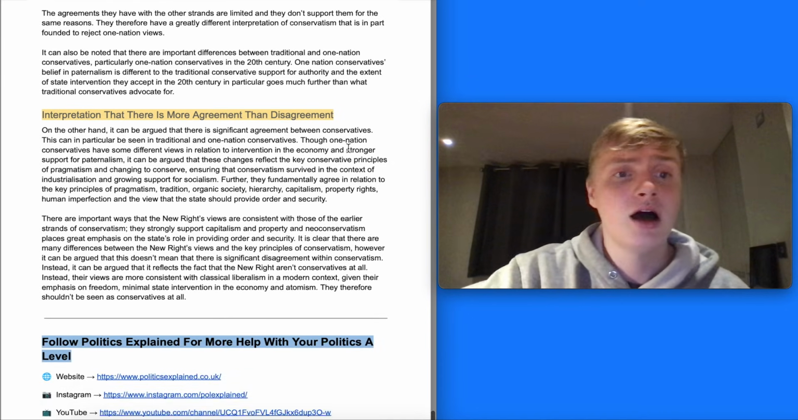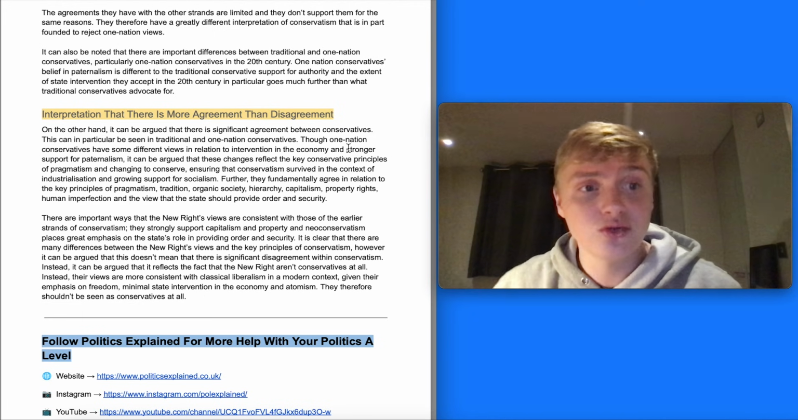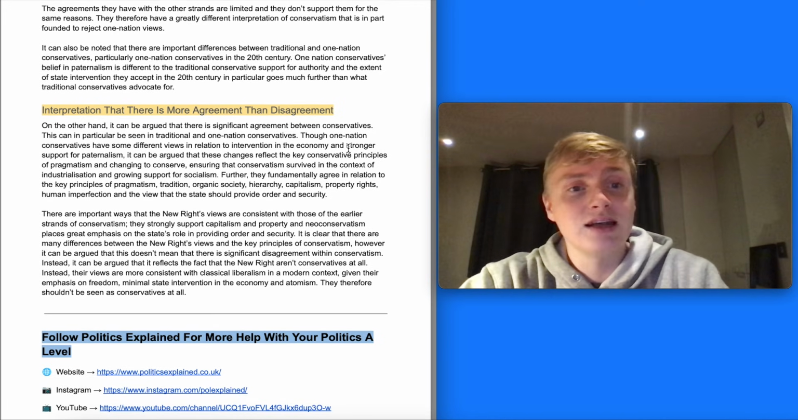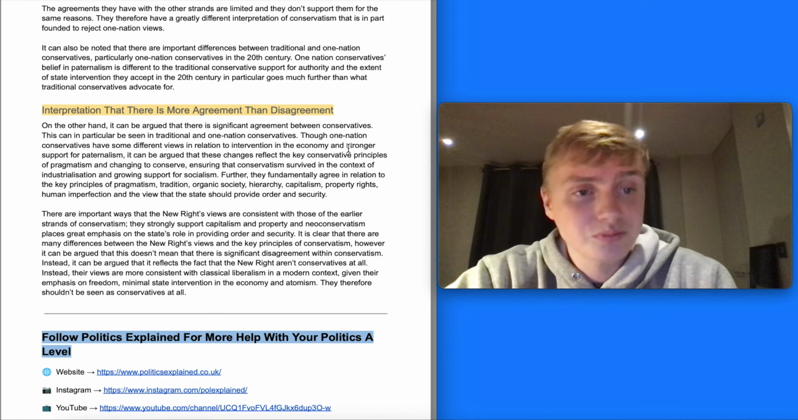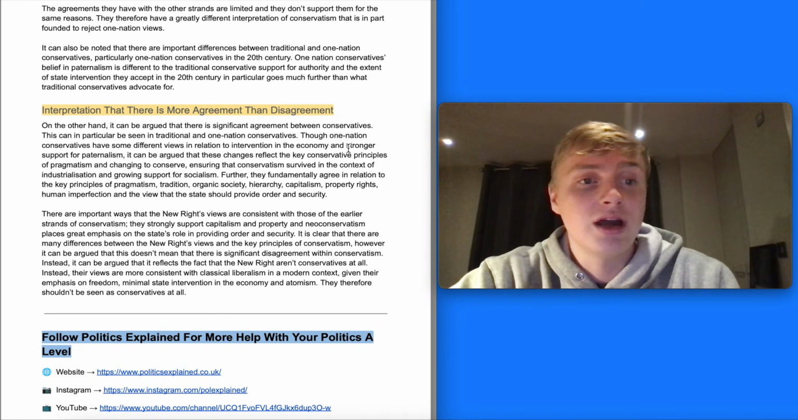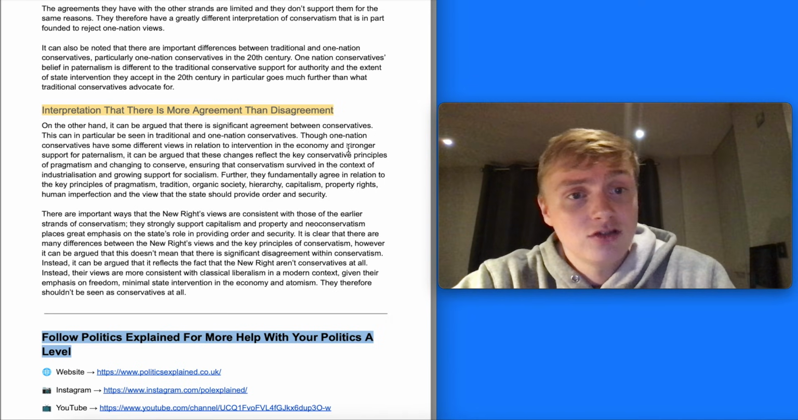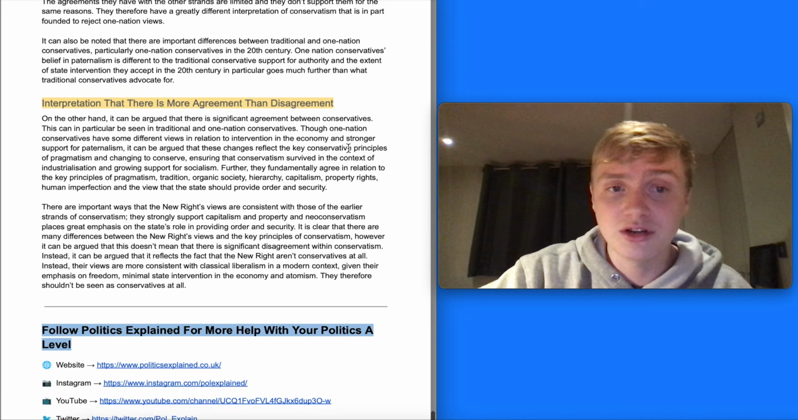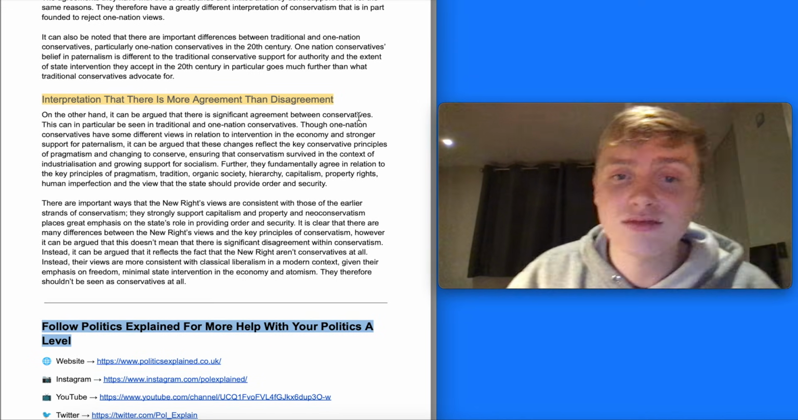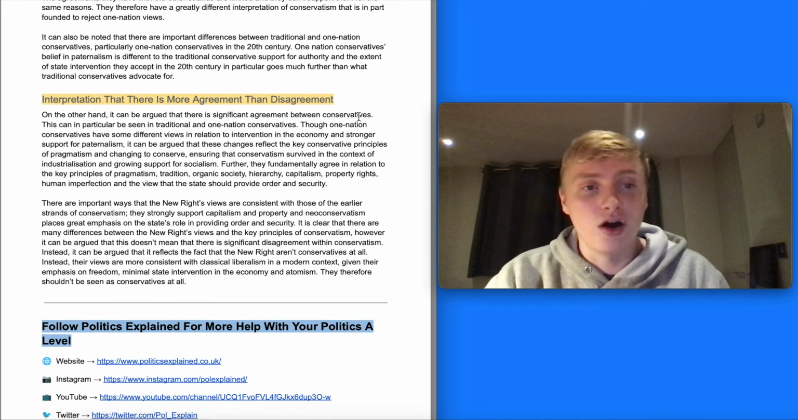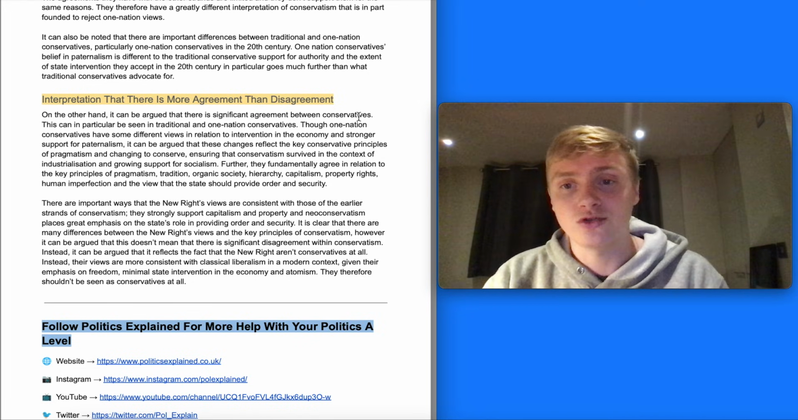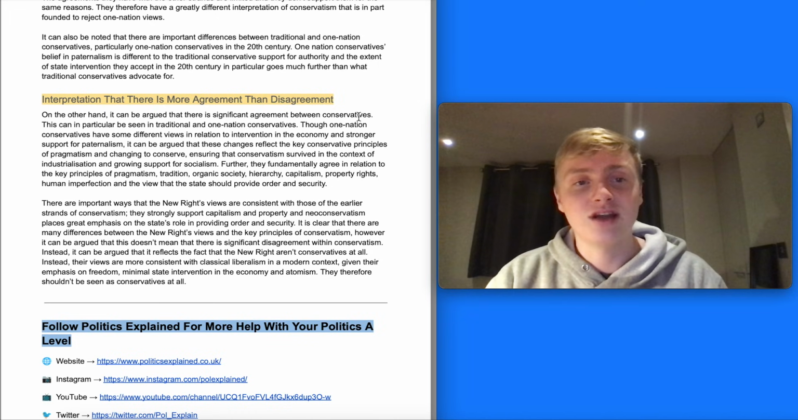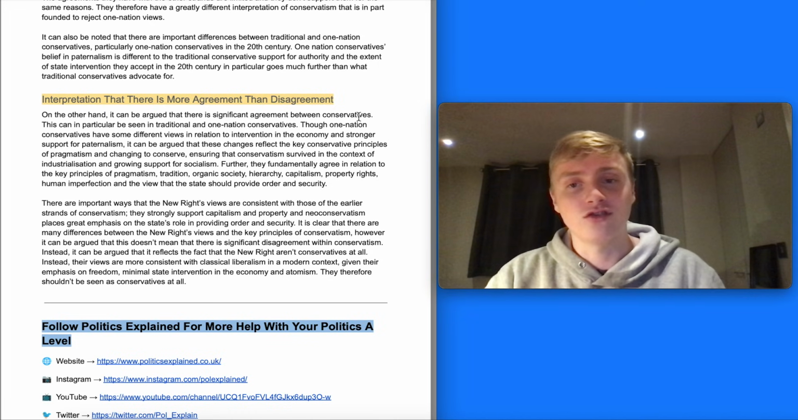On the other hand, it can be argued that there is significant agreement between conservatives. So this can be seen in particular between traditional and one-nation conservatives. Though one-nation conservatives have some different views in relation to the economy and stronger support for paternalism, it can be argued that this is really changing to conserve and reflects these key principles of pragmatism and gradual change, and the recognition that you can't just not change at all.